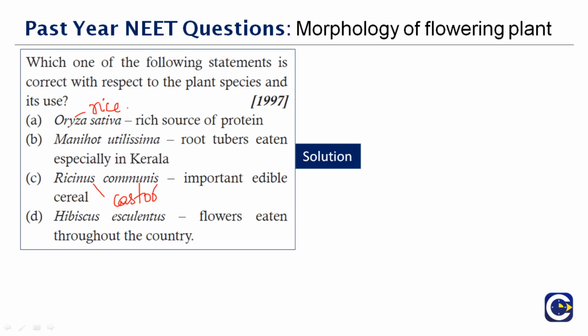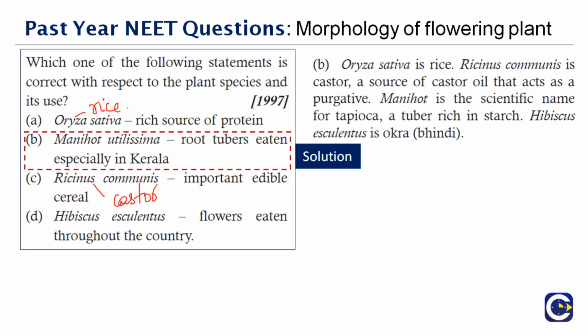Root tubers are especially eaten in Kerala. That is right. In Kerala, you must have seen sweet potatoes. This kind of tuber family is predominantly eaten in Kerala especially. Therefore, the right answer to this question is option B.